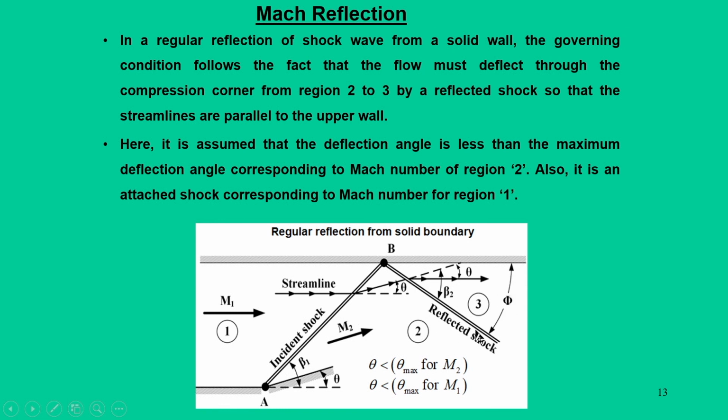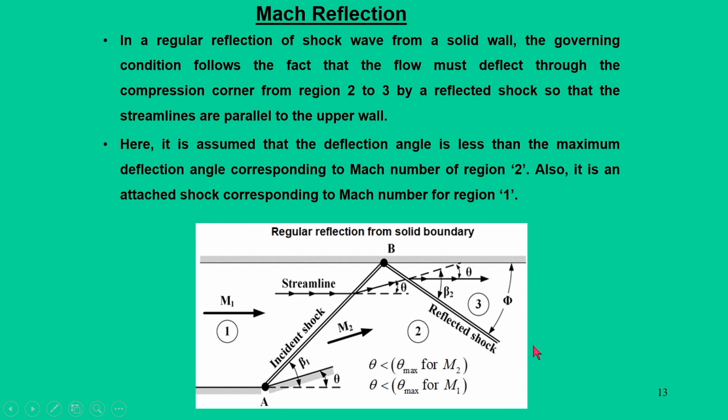Now, while solving this particular problem, what has been assumed is that theta, the compression corner angle, is less than theta max for M2, that means for Mach number with respect to M2, and theta is also less than theta max for Mach number M1. So, we can directly refer to the theta-beta-M curve to solve the problems, and in fact we have solved a problem for these situations and found solutions, and you will see that this will have an incident shock and a reflected shock.